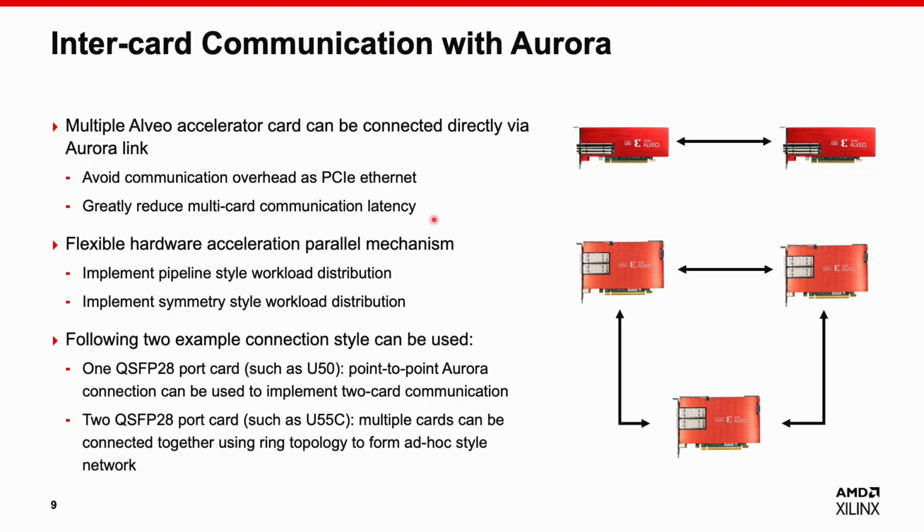The workload distribution strategy is very flexible. For example, we can separate the whole workload into identical pieces and dispatch them to multiple Alveo cards. We can also put different stages of computing into different Alveo cards to form a pipeline-style processing flow. For Alveo cards with one QSFP port, such as the U50, we could implement a direct point-to-point link to connect two cards with Aurora. For those cards with two QSFP ports, such as the U55C, we could implement a ring to connect multiple cards with Aurora.